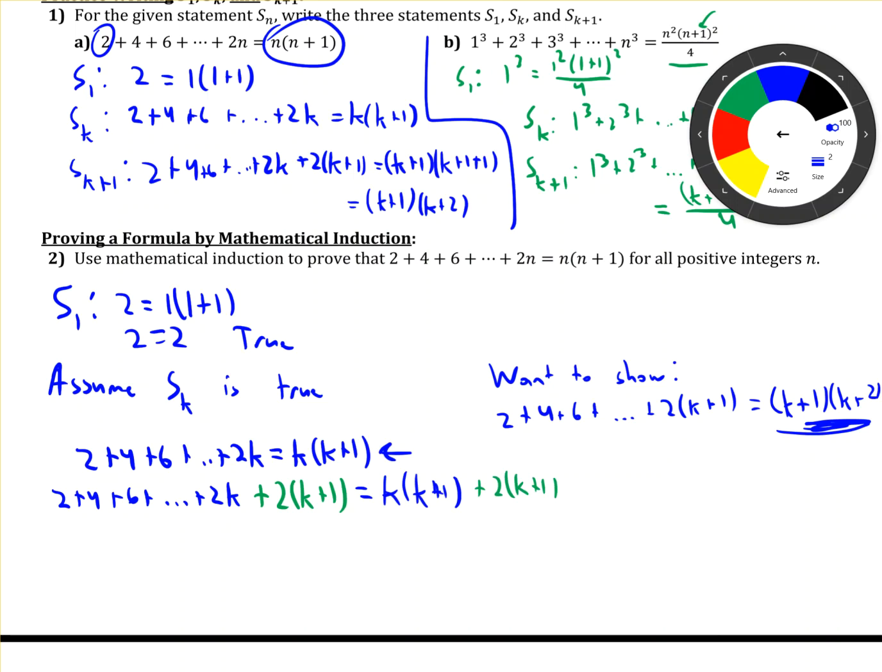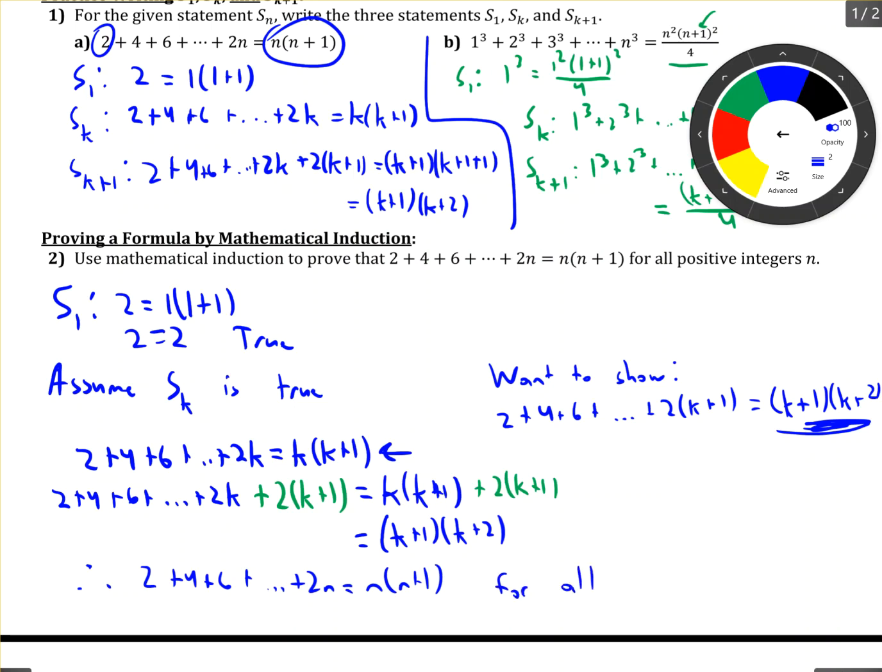Now, notice this left side is the left-hand side of S sub k plus 1. On the right side, if we factor out a k plus 1, what's left? We've got a k, and we've got that 2. So I get k plus 2, which is what we wanted to show. Therefore, 2 plus 4 plus 6 plus dot dot dot plus 2n equals n times n plus 1 for all, I should actually say, positive integers n.